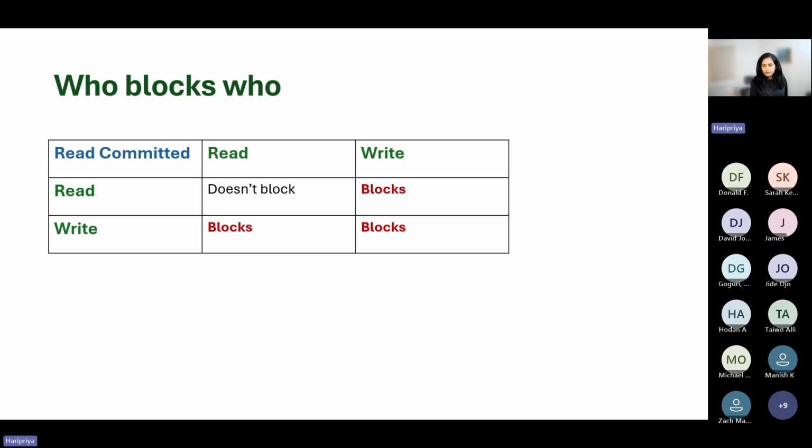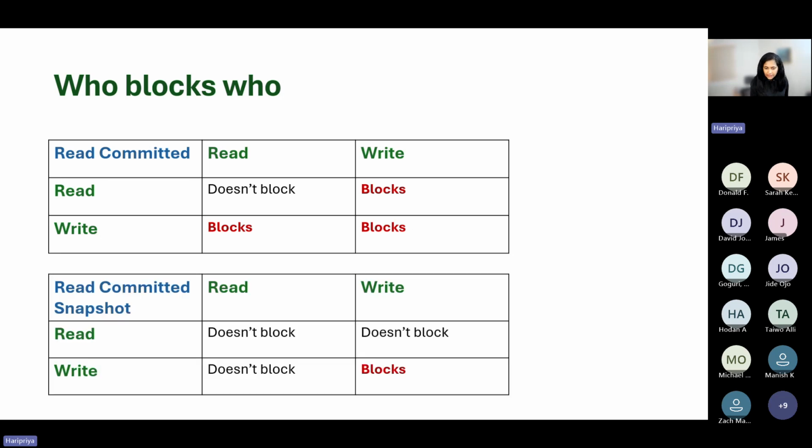All right, so just summarizing what we discussed, in read committed, you have blocking with almost everything, except read versus read. Read blocks write, write blocks read, everything. And in read committed snapshot, of course, you still have write versus write blocking. That will not change. That's how the design is. The advantage of RCSI is reads and writes can run concurrently. That's a big plus here.